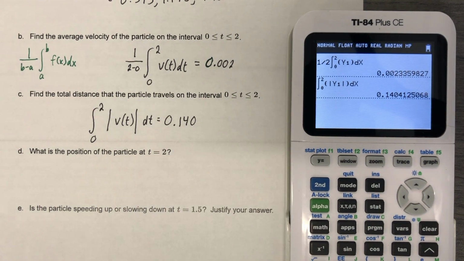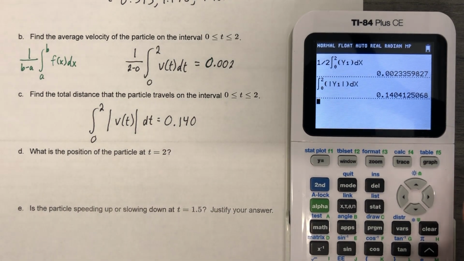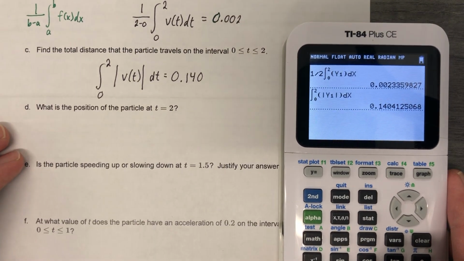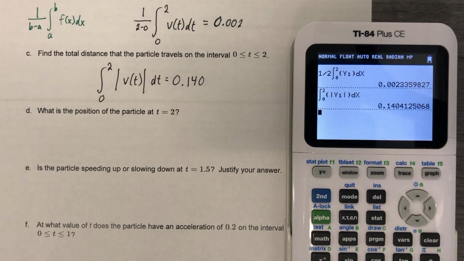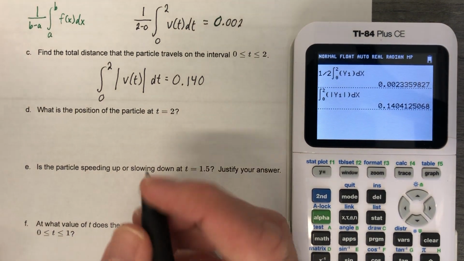We'll put that decimal there. All right, what is the position of the particle? Oh, okay, time t equals 2. So this is where things change a little bit conceptually, and there's not going to be much difference in terms of calculator tricks on this one, but we do need to review it. So here we go. The position of the particle at time t equals 2.